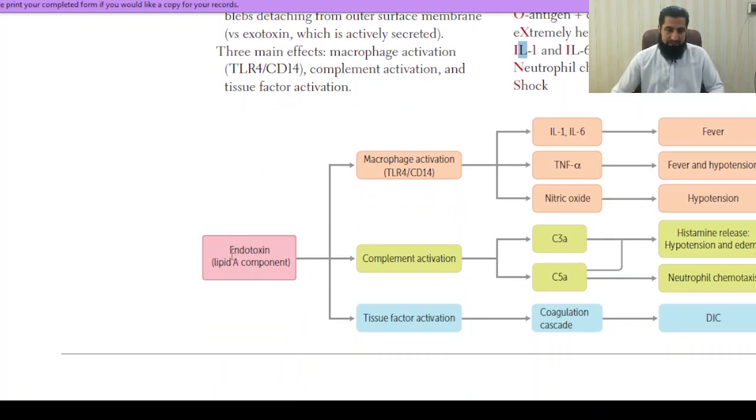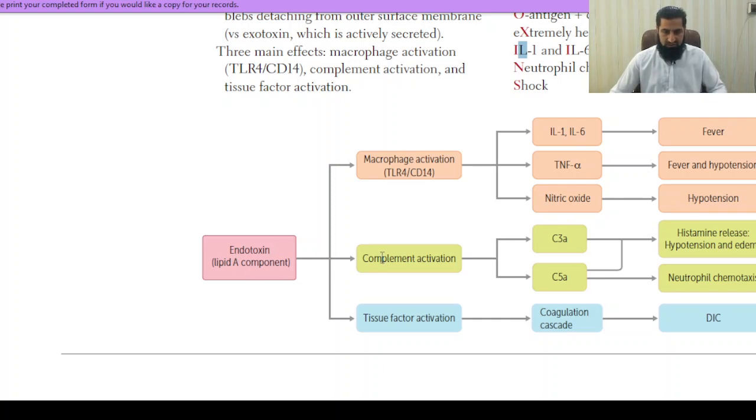This is the endotoxin lipid A components lead to macrophage activations with the help of toll-like receptor 4 and CD14 receptor activations. By activation these receptors, it will lead to release of interleukin 1 and 6 which lead to fevers, tumor necrosis factors which lead to fever and hypotension, and nitric oxide which lead to hypotension.